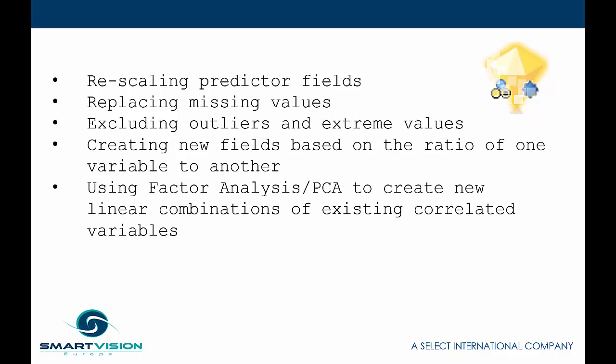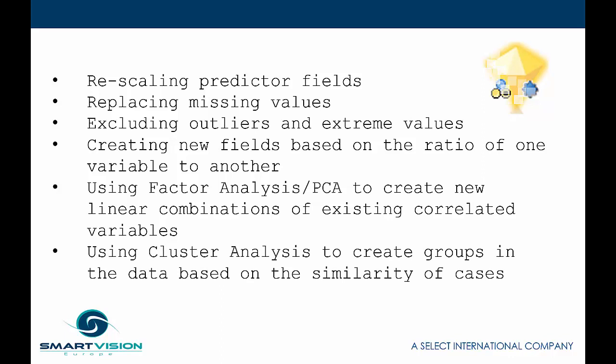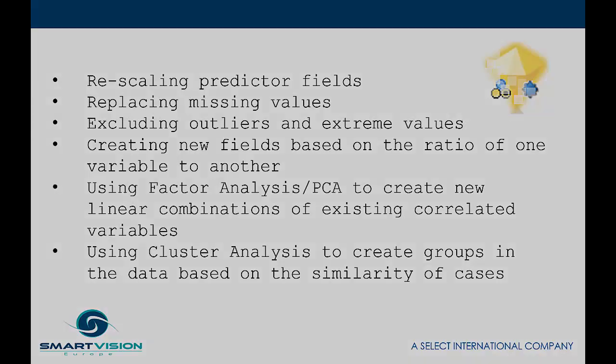using factor analysis or principal components analysis to create new linear combinations of existing correlated variables, so you're effectively reducing the data down. And lastly, using something like cluster analysis that will create a new variable based on the fact that many cases may be similar to each other. And that's the example that we're going to use in our next demonstration.